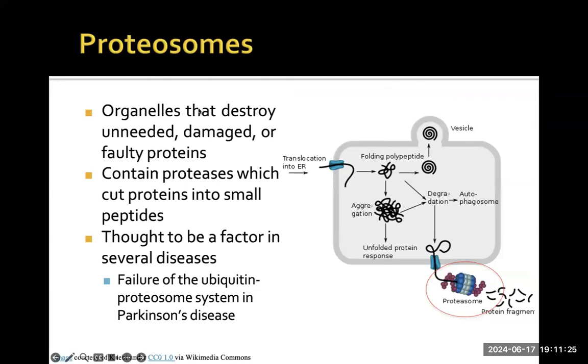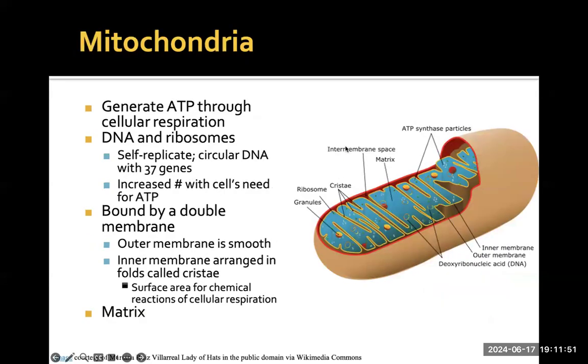Proteasomes. So proteasomes are organelles that help destroy any unneeded, damaged, or faulty proteins. They contain an enzyme that we call a protease, which is going to help cut or cleave proteins into small peptide units. These are thought to be a factor in several diseases. So failure of the ubiquitin proteasome system is known to be linked to Parkinson's disease.